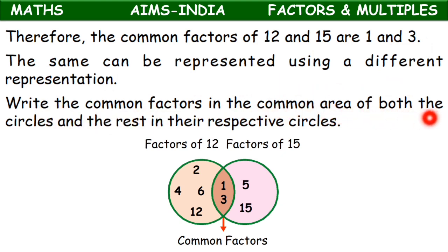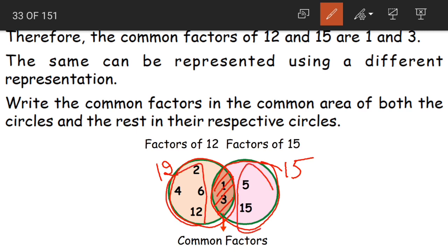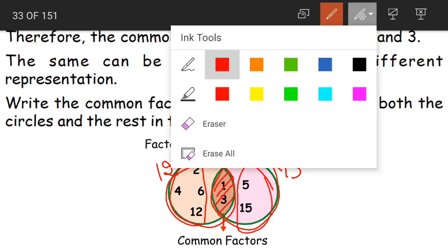The same can be represented using a different presentation. Write the common factors in the common area of both the circles and the rest in their respective circles. What are they saying? We need to draw two circles, and these two circles should intersect each other. These are the factors of 12 and these are the factors of 15. Now this area is common to both the circles. So write the common factors here and the remaining factors of 12 here and the remaining factors of 15 here.